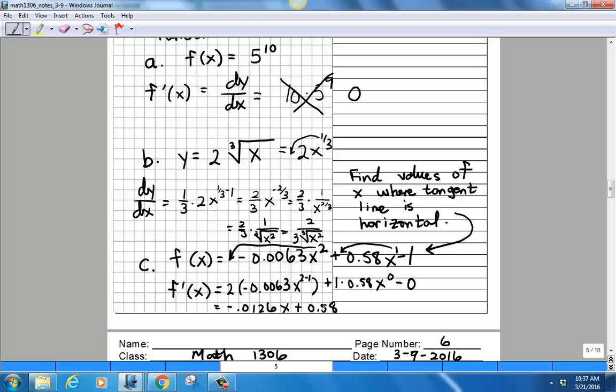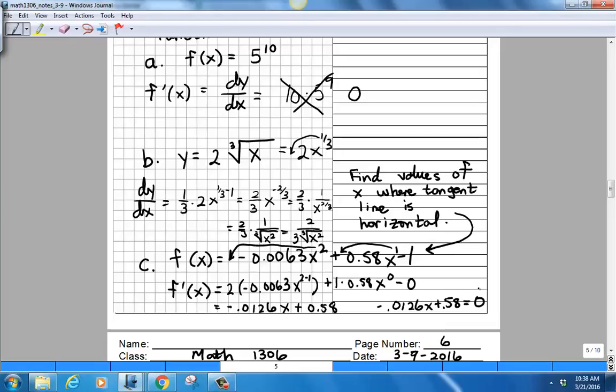So what we're trying to figure out is where this rate of change is going to be exactly 0. Where is the rate of change going to be 0? Because the rate of change gives us the slope of the tangent line. So all we have to do is take that rate of change, which is minus 0.0126x plus 0.58, as Tim told us there, and just set it equal to 0.